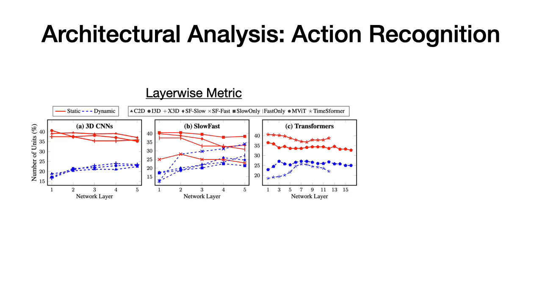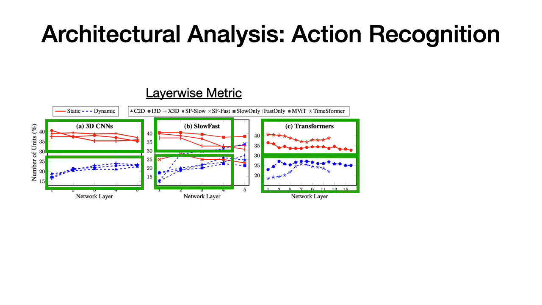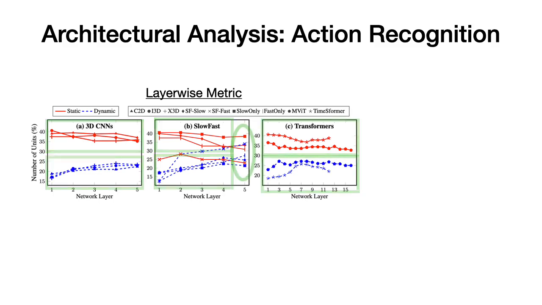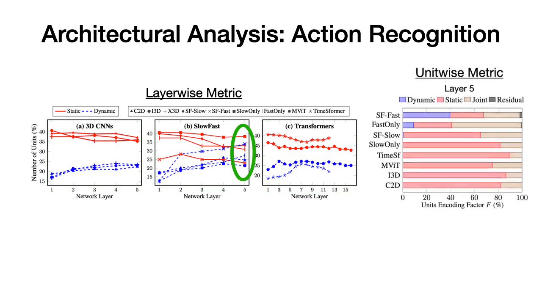Now on to the empirical results. We first explore architectures in recent state-of-the-art action recognition models. The layer-wise metric shows that all models are biased towards the static factor at all layers, which can be seen by the uniformly higher scores for static compared to the scores for dynamic, except for the last layer of the slow-fast model's fast branch. The unit-wise metric shows that all models solely produce static and joint units apart from the fast-only and fast branch of the slow-fast model.